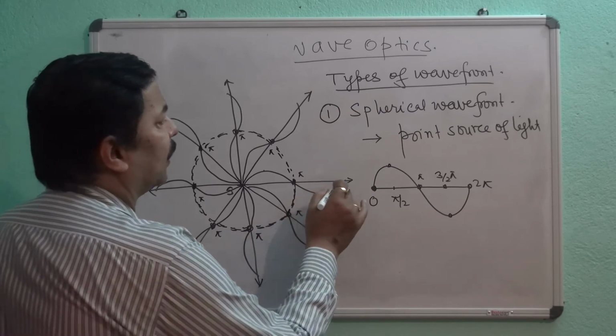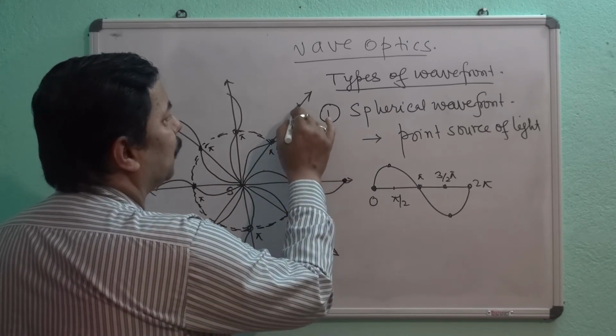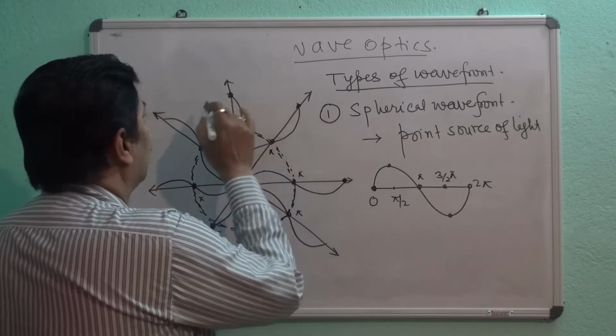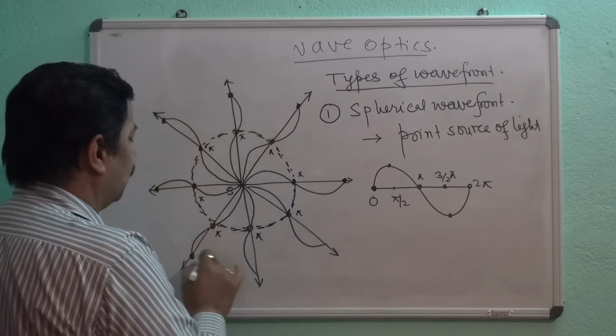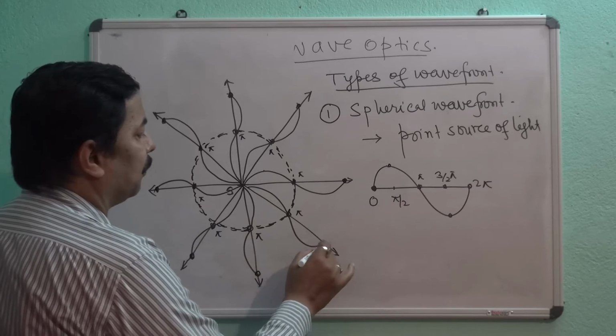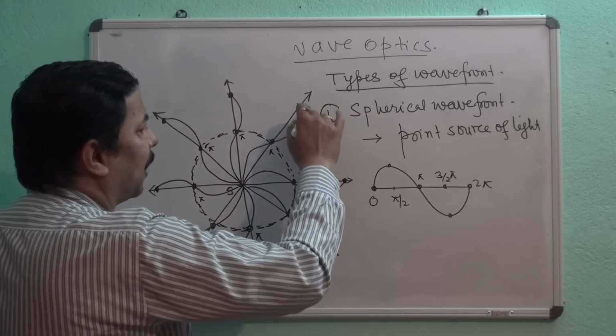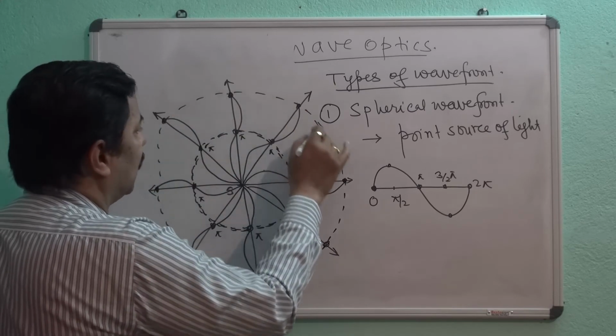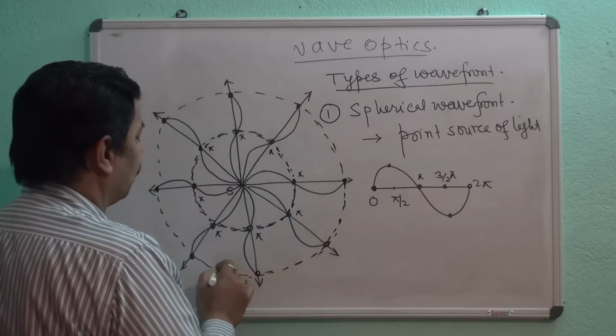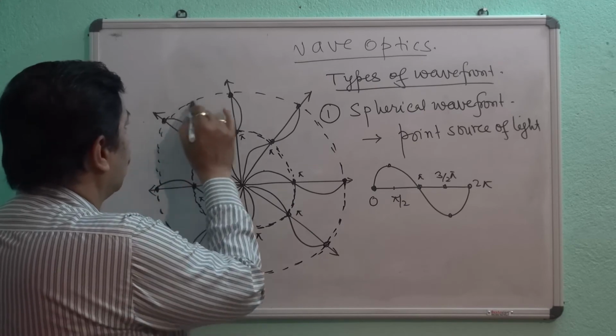Similarly, if we take these points, the phase will be 2 pi, and if the phase is 2 pi at all these points, we join them by a spherical surface, because it is 3-dimensional. This is your another wavefront. So another wavefront is coming.